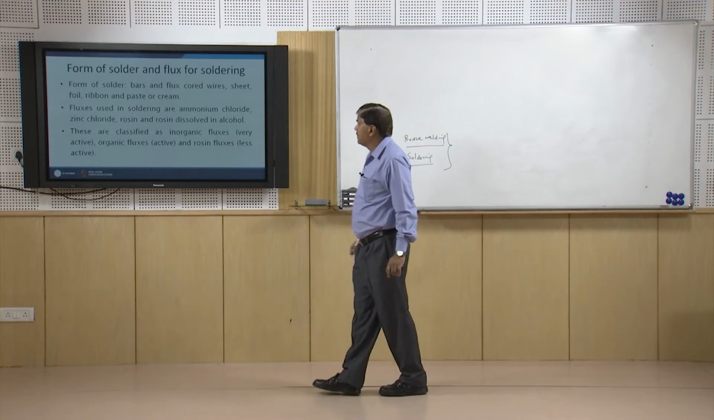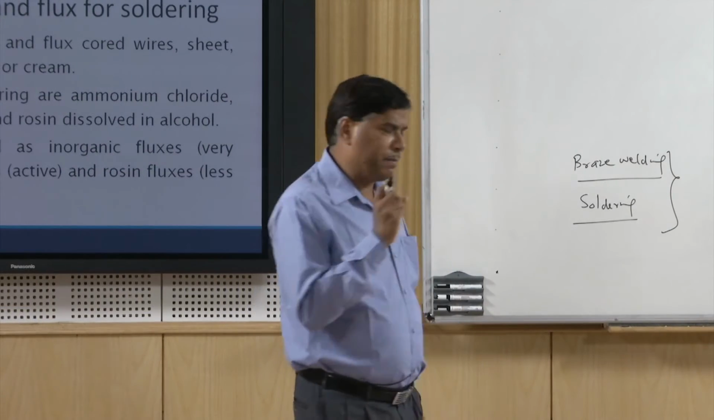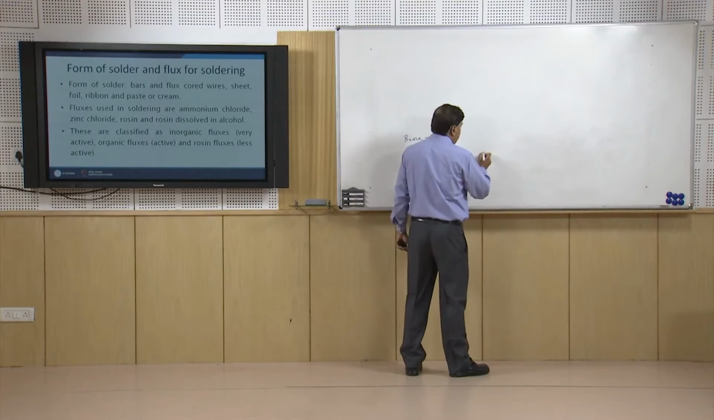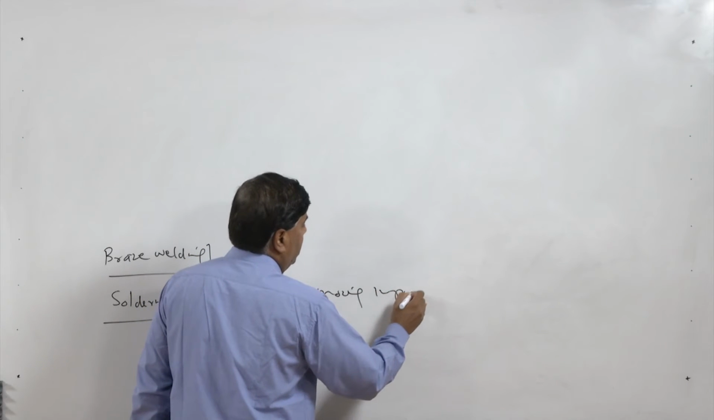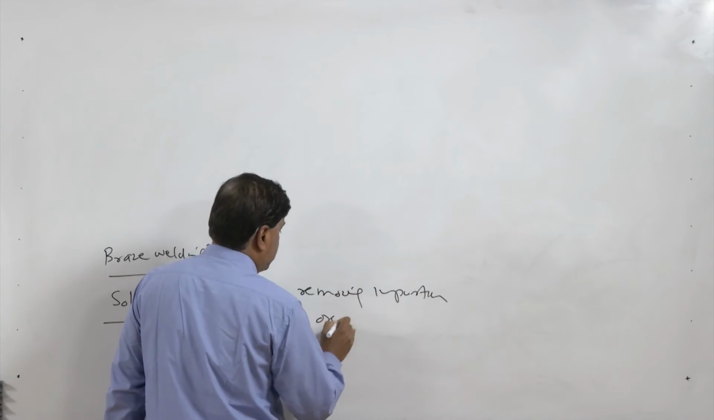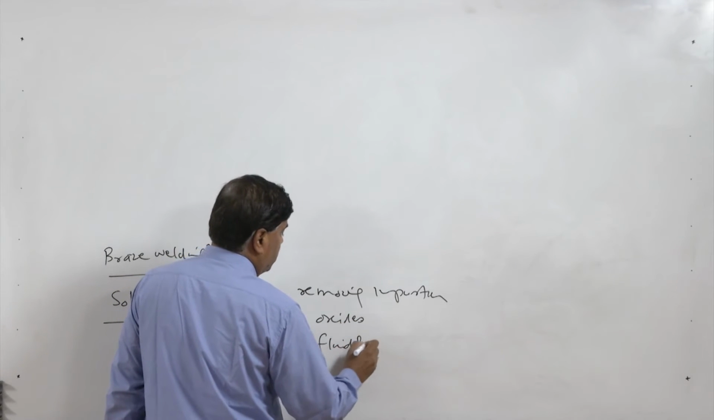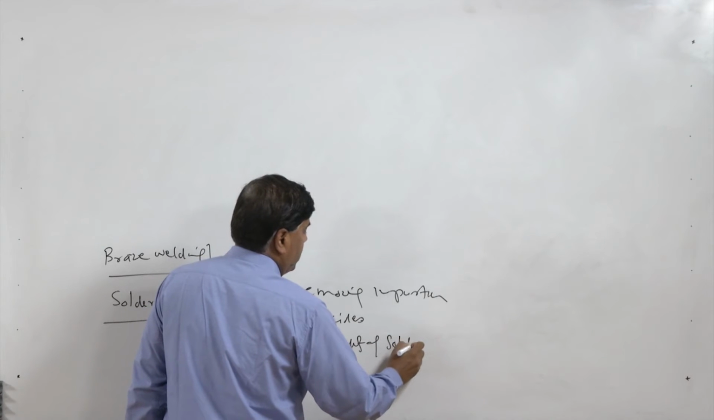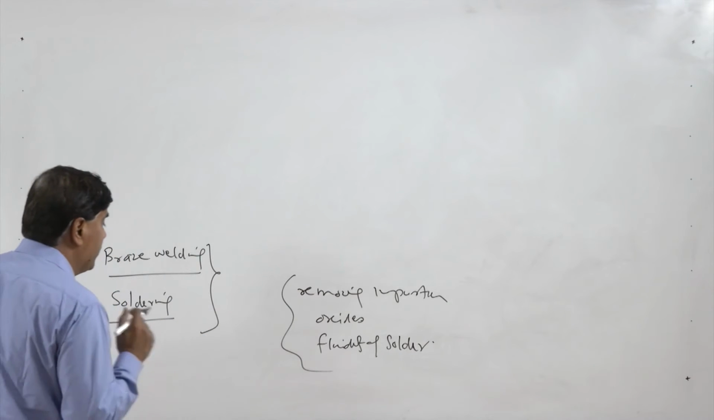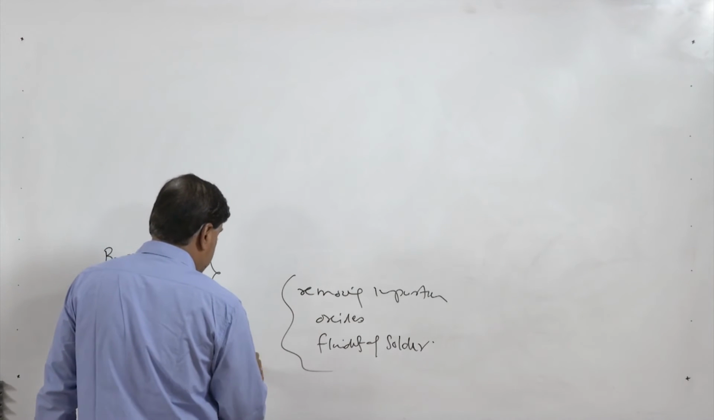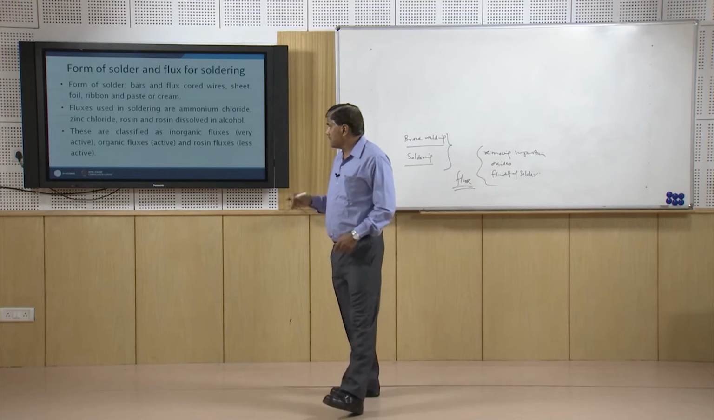Apart from this, for achieving specific purposes like removing the impurities, oxides if they have been formed, and improving the fluidity of the solder so that the spreadability can be improved, fluxes are used. So various types of fluxes are used, and they are used in different forms.